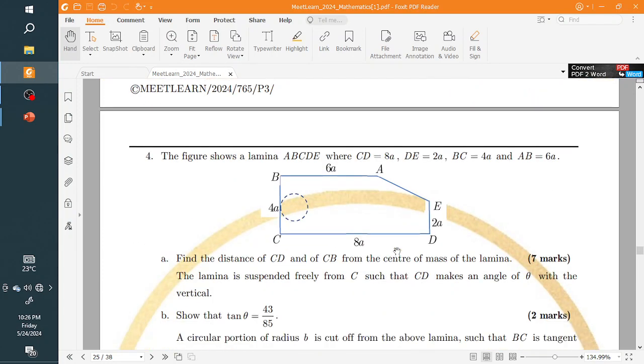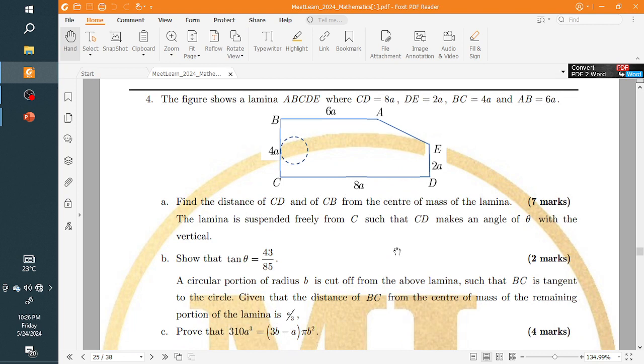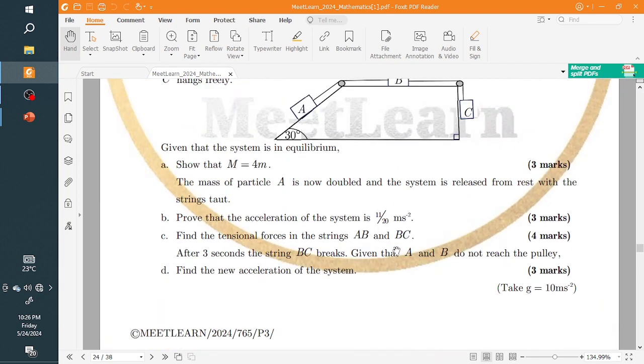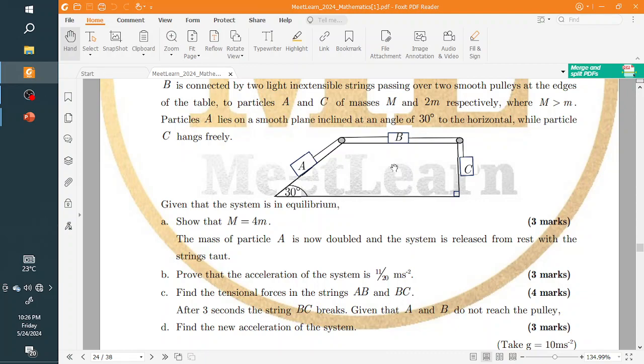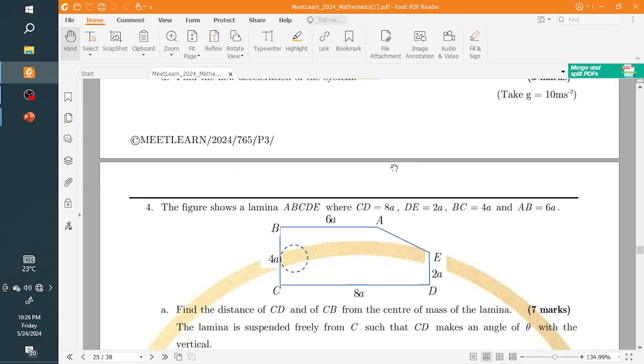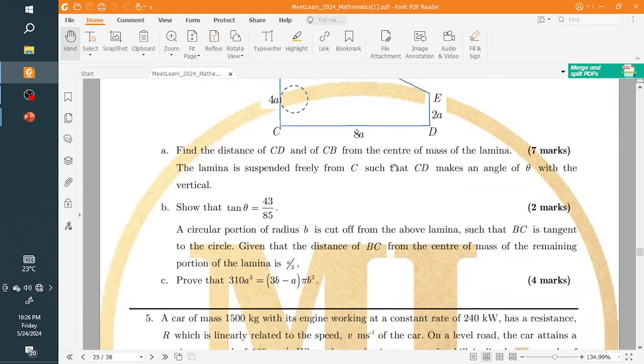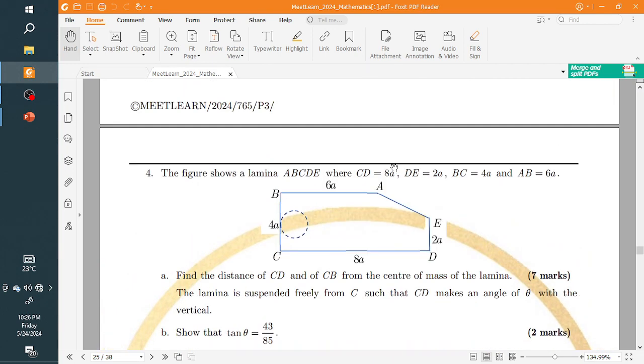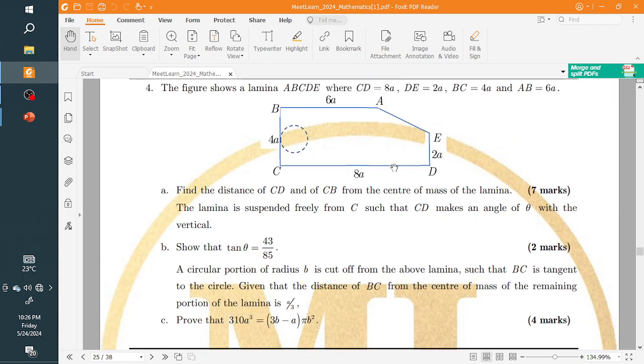So I think we are going to look at question 4, the question on center of mass. We'll see what to do there. Then maybe later we can come back here just to draw the diagram, because I don't think I'll be too tired to do the solution. So let's come here and see how to set up the PowerPoint presentation solution for this question. Then we try to record.